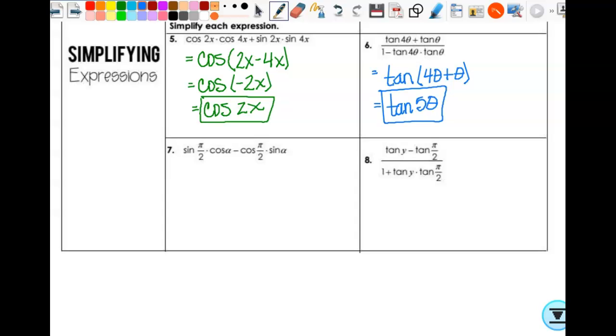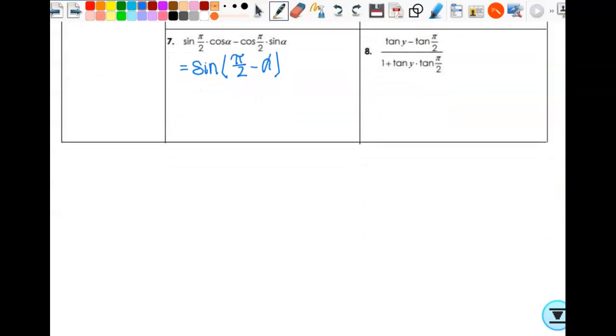All right, so let's look at number 7. Sine times cosine, cosine times sine. So is this a sine or a cosine? Sine. Is it a plus b or a minus b? Minus. So this is going to be the sine of pi halves minus alpha. Okay, can't just leave it like that.